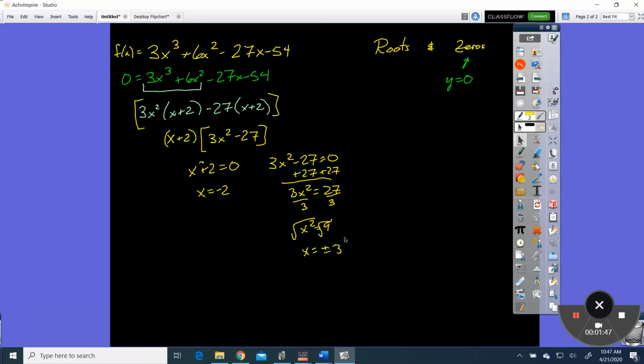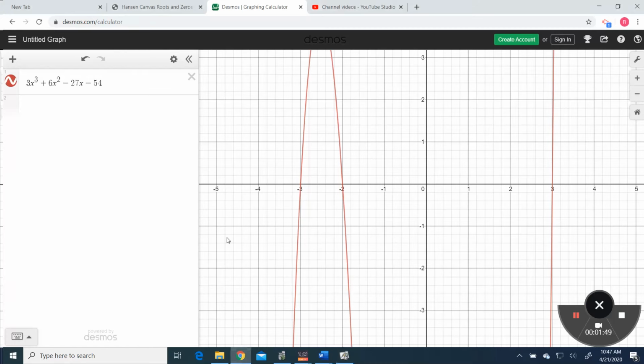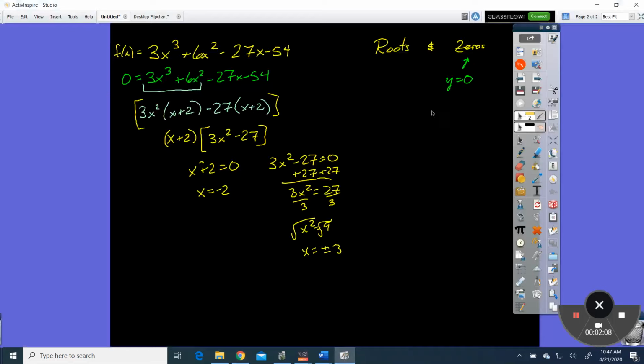To give you an idea of what that means graphically, if I go to Desmos, I've already got it typed in. Notice these 3 points. This is where it crosses the x-axis. The y value on all of these is 0. So notice it's negative 3, 3, and negative 2, the same things we got here. So roots and zeros are the same thing.